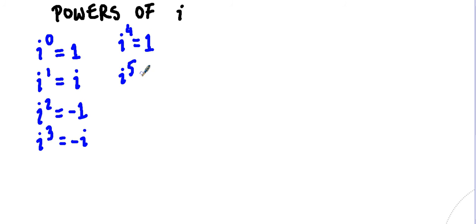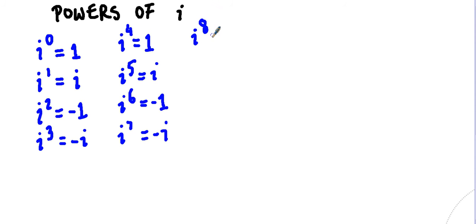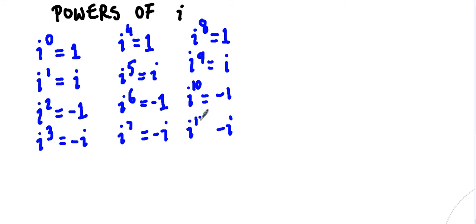i to the power of 5 equals i, i to the power of 6 equals -1, i to the power of 7 equals -i, and again i to the power of 8 equals 1. If you notice, there is a pattern. Every fourth power equals 1. It goes 1, i, -1, -i, 1, i, -1, -i. It's going to continue 1, i, -1, -i, and there's going to be i to the power of 9, i to the power of 10, and i to the power of 11.